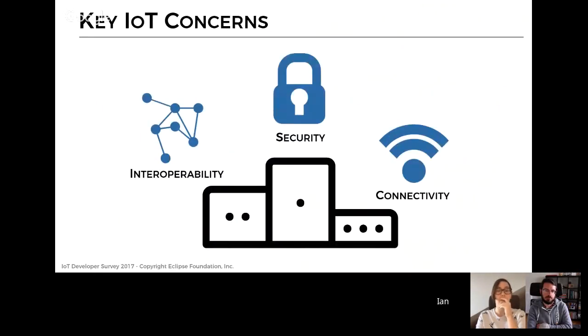We ask about concerns. What are the developers concerned about? And security continues to be the primary concern. We're going to go through some of the numbers around interoperability and connectivity, and what's not showing up as a key concern.